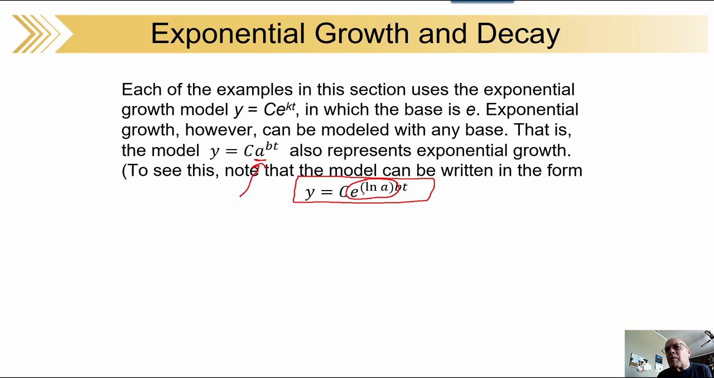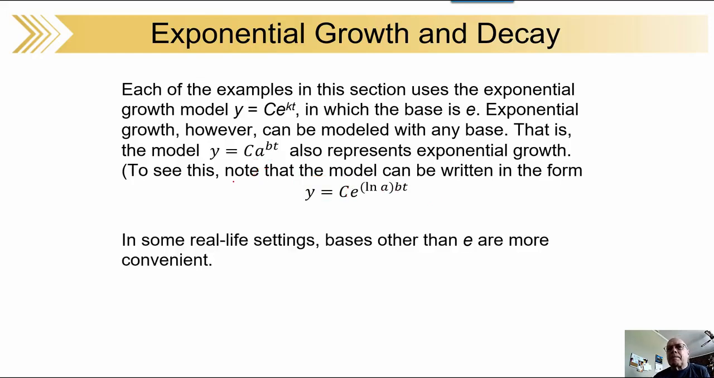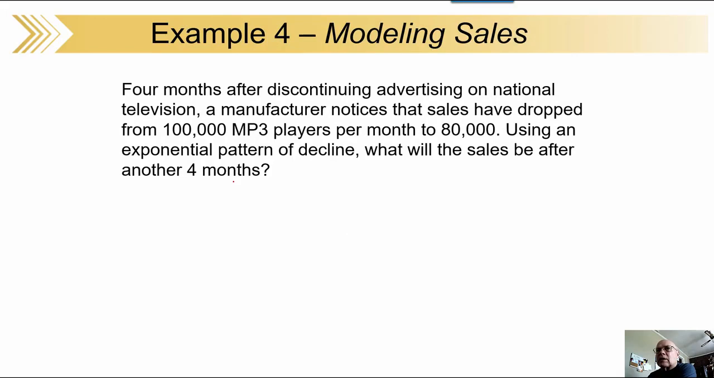So if you have a model that has something other than e as the base, you could work it like this and then come back and put the a in. But e is much more often used, and it's much more convenient to work with because natural logarithm is so great, and e to the power is so great to work with.